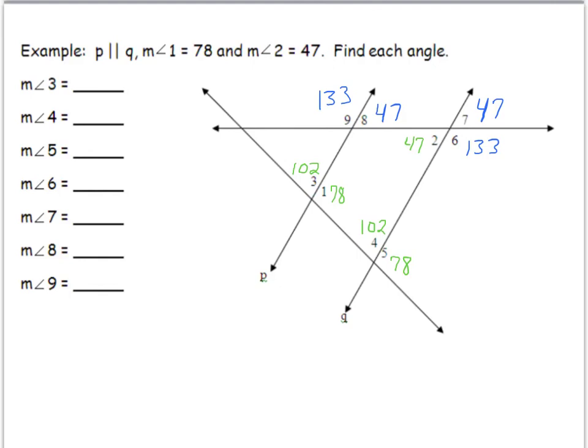So then all you have to do is go ahead and list your values out. Angle 3 was 102, angle 4 was 102, angle 5 was 78 degrees, angle 6 was 133, angle 7 was 47, angle 8 was 47, and angle 9 was 133.